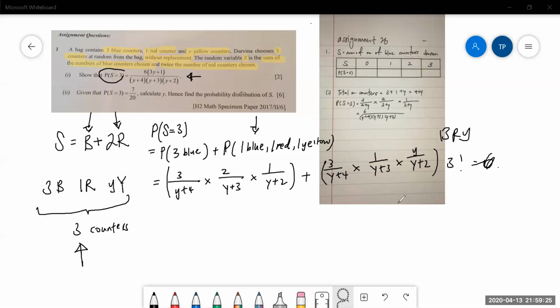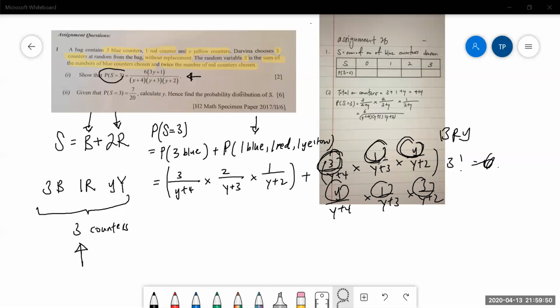As long as, because you see, no matter what, the numerator will always be 3, 1, and y. Even if you were to find yellow first, it will be y over y plus 4 times 1 over y plus 3 times 3 over y plus 2. You see, the top is always 1 times y times 3. Here also 3 times 1 times y. It will always be the same.